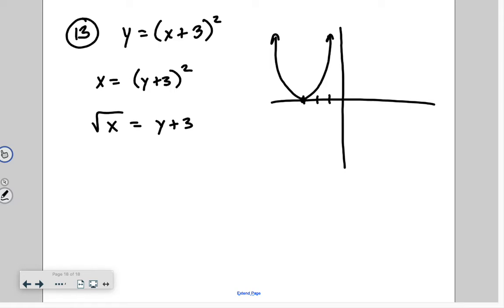One quick thing that we mentioned back previously. Whenever you take the square root in an equation, what do you always have to have? Plus or minus. So there is a plus or minus in front. And now, what's the last step? Yeah, subtract the 3 over. So the inverse will be, I'm going to put this down as plus or minus the square root of x minus 3. There's your inverse function right there.